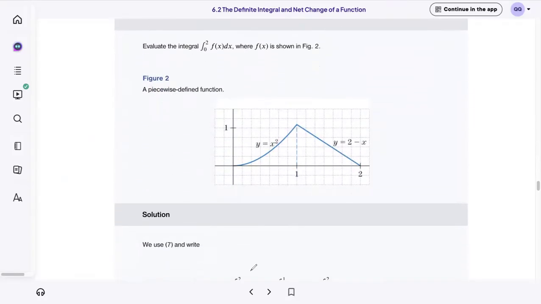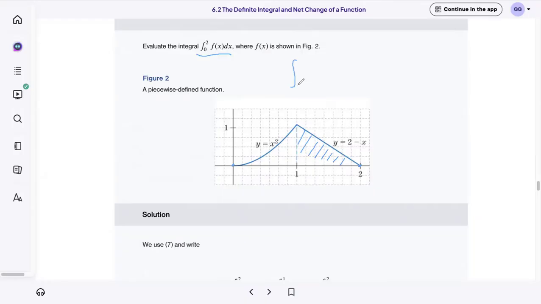Let's see this example. We want to evaluate the integral from 0 to 2 of this function. Zero is here, 2 is here. We see this is a triangle, and this is a triangle, but this one is not. The left-hand side is not. So what do we do? We can set up an integral.